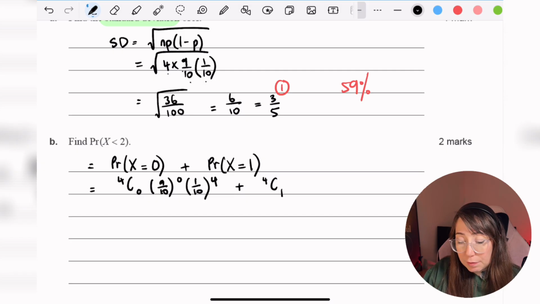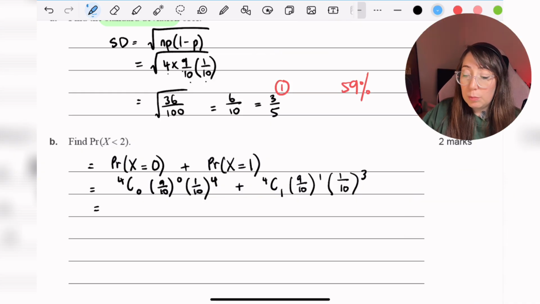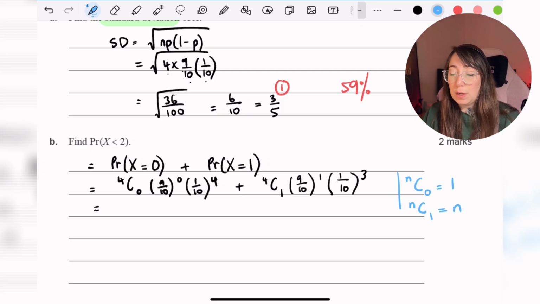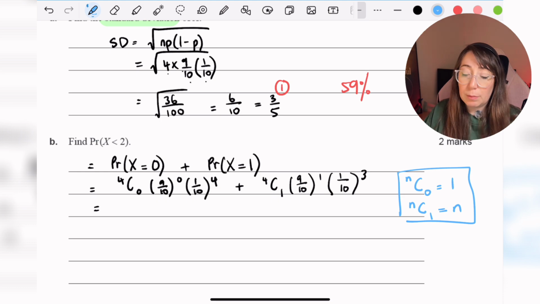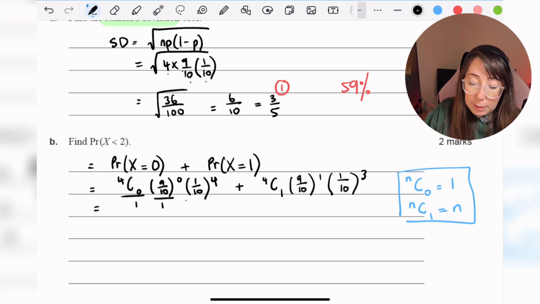Now for the second one, out of the 4 trials, I want 1 success. I want 1 success here, and I want 3 failures over here. Okay, now 2 really important formulas you need to know at this point. So if we have n choose anything with 0, then that's simply going to be 1, and n choose 1 is going to be n. So just make sure that you know these 2 formulas so that we can substitute them in. So for the first one, we've got 4 choose 0, that's just going to be 1. And then anything to the power of 0 is 1, so we're left with 1/10 to the power of 4.